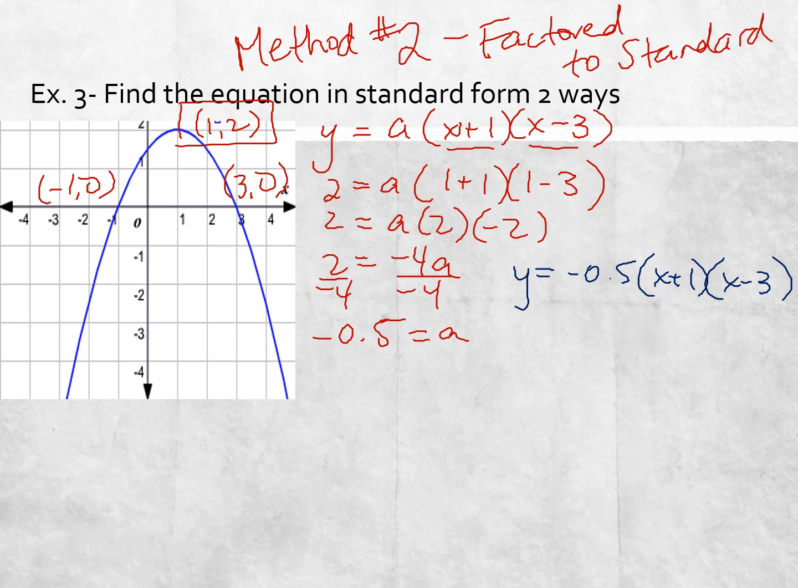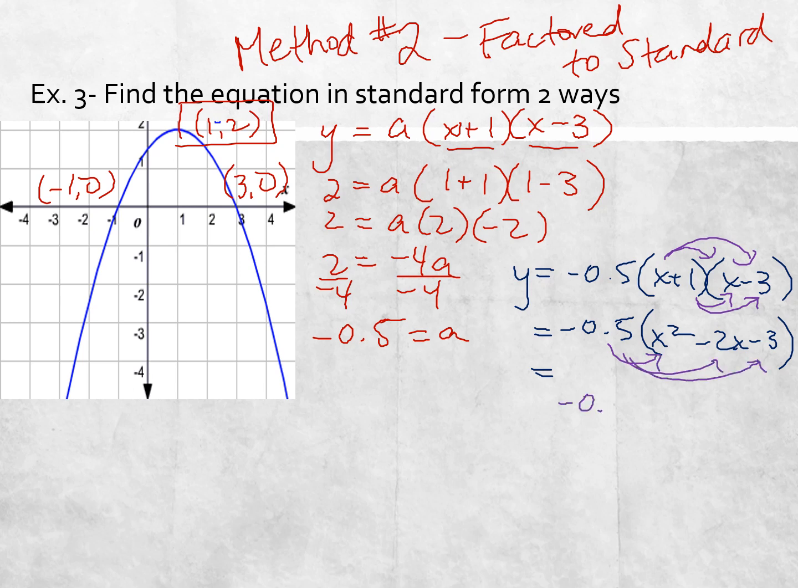From there, FOIL. I'm going to skip a step here, and you would be left with x squared minus 2x minus 3. And then distribute that 0.5 in. Negative 0.5 x squared plus x plus 1.5. We got the exact same equation we did last time as we should have, just different methods and with decimals.